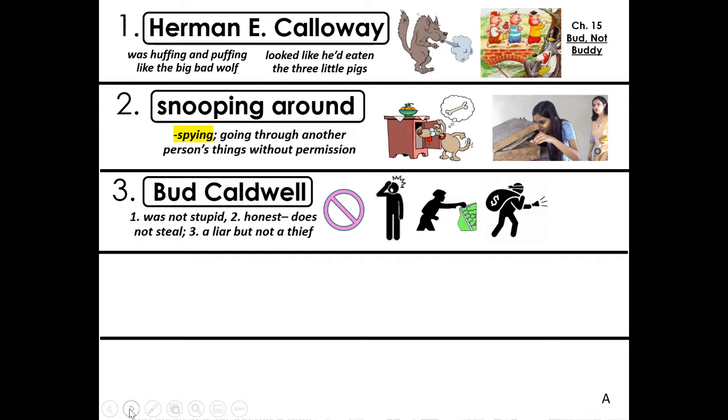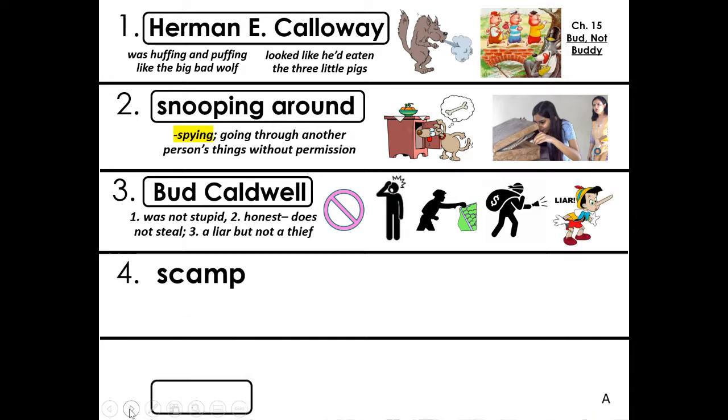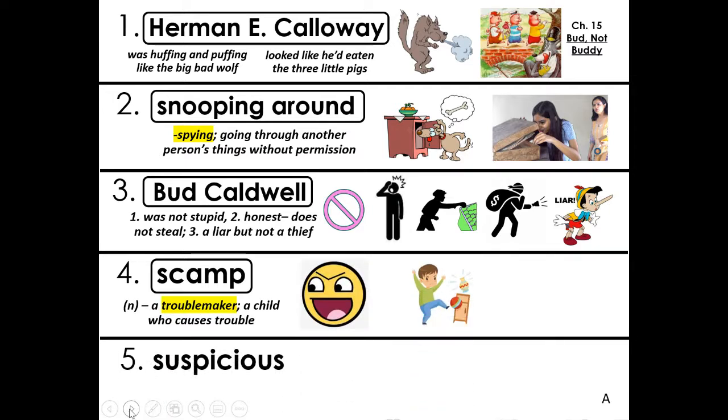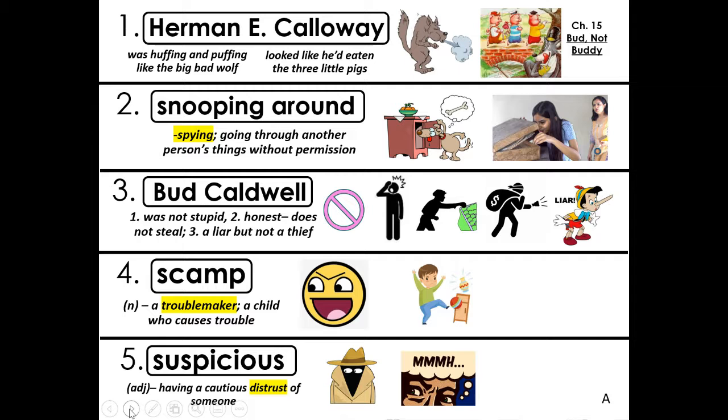So he wasn't stupid, he wasn't a thief. Those are both thief pictures. But he was a liar. He did admit to being a liar. Number four, scamp, and that's a troublemaker or a child that causes trouble. Number five, suspicious, having a cautious distrust of someone.